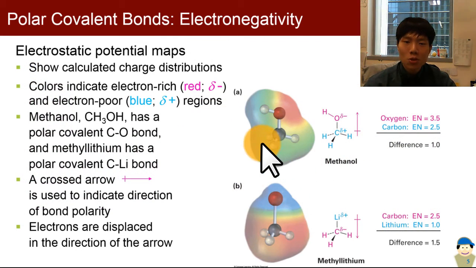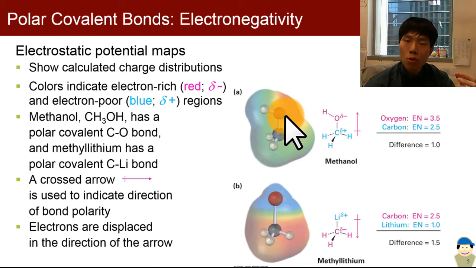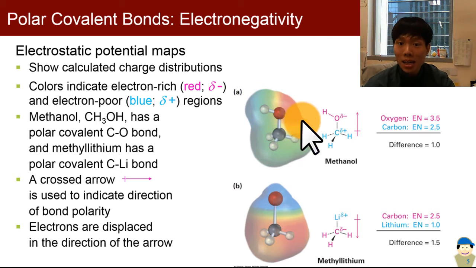So this is a picture to show what we call an electrostatic potential map. It tells you about the region of space where you can find the highest concentration of electron density. The red color means that you have a high concentration of electrons here, and this is not surprising because you have oxygen there. That's the most electronegative element among all the elements in methanol.